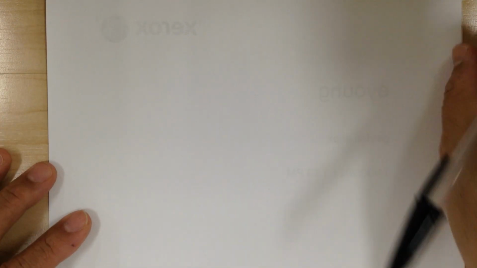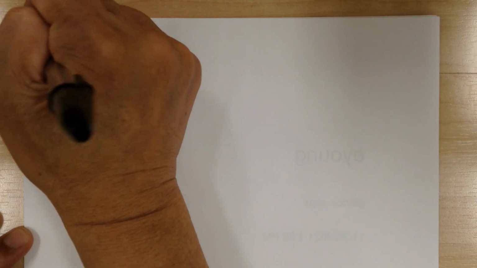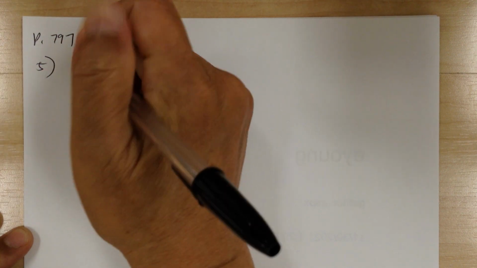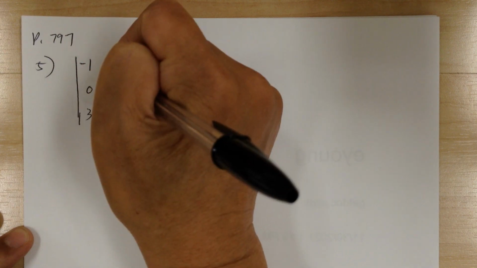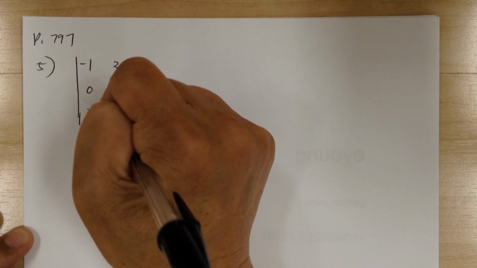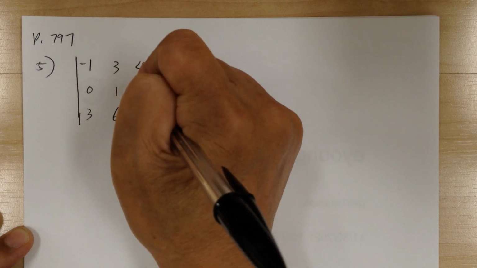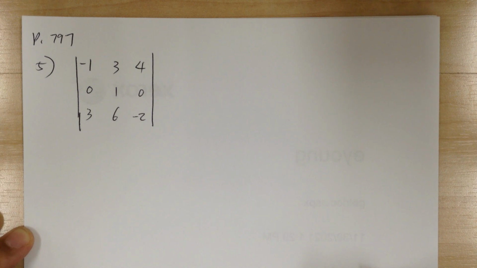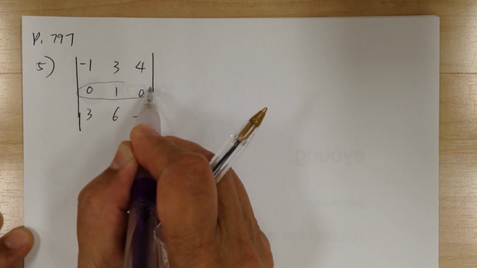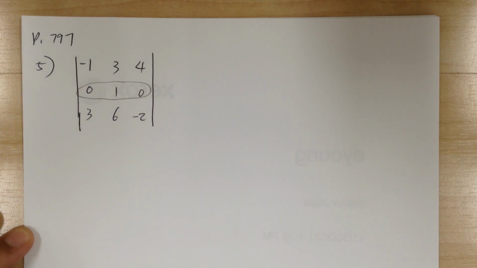Okay, let's go to the next one. You got negative 1, 0, 3. You got 3, 1, 6. You got 4, 0, negative 2. And you want to do it by row 2. This is a good choice because row 2 has a lot of zeros and 1s.